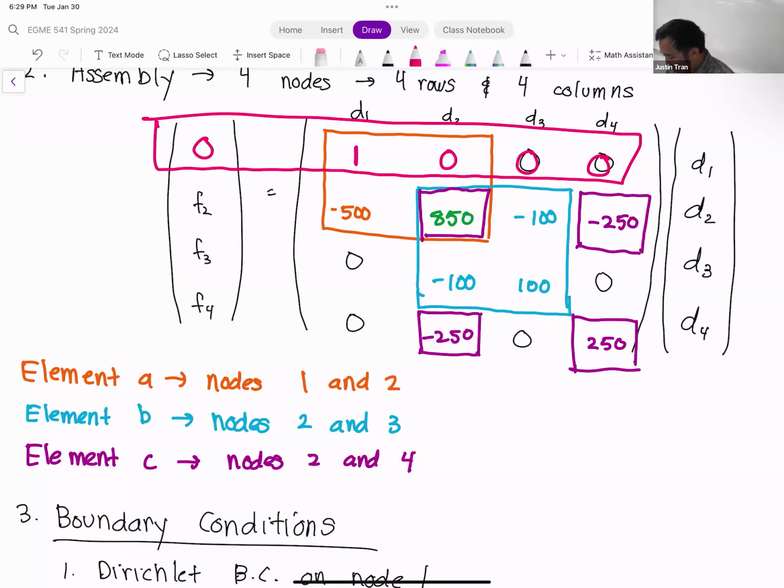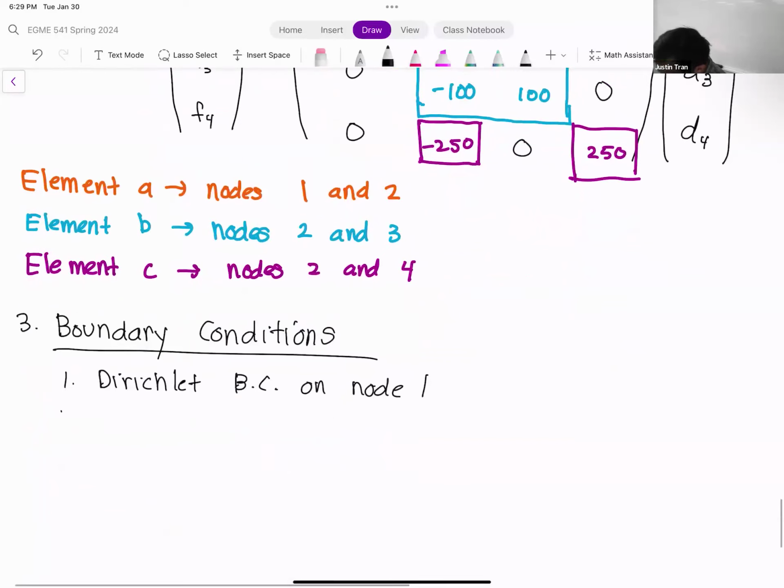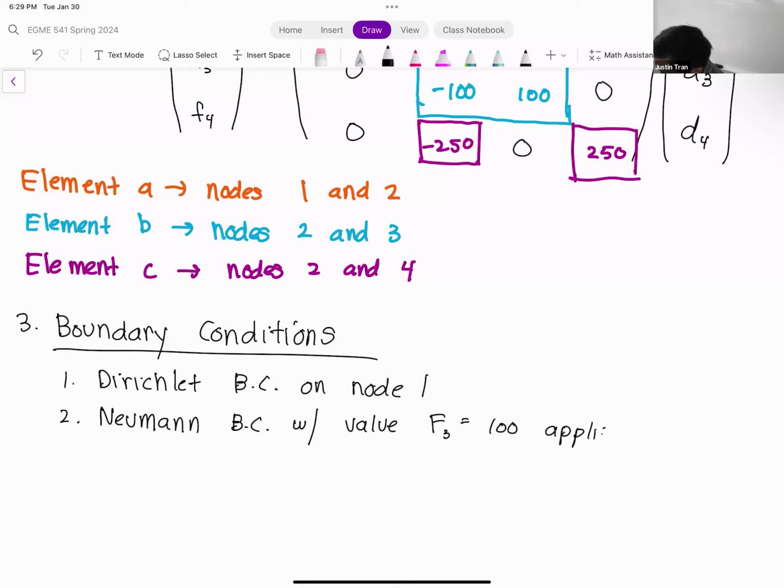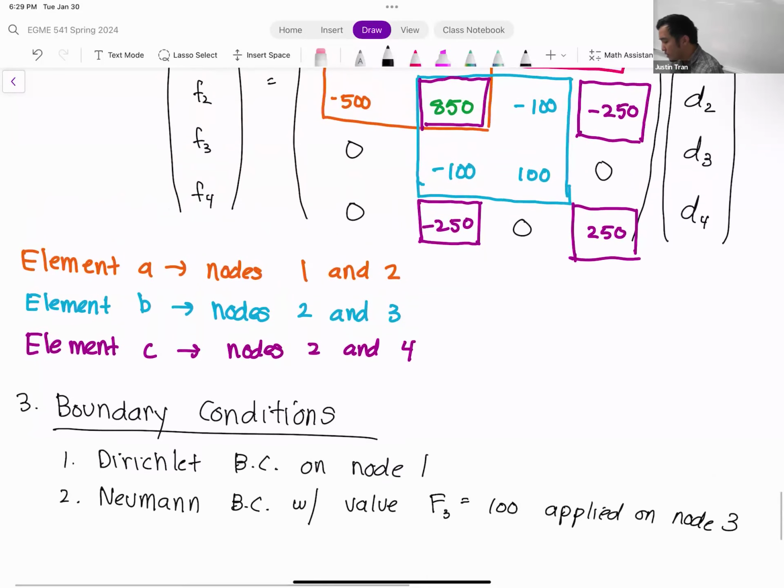Now we have the Neumann boundary condition. We have number 2, Neumann BC with value 100, and that's being applied on node 3. So we're going to go to the F3 entry. Our Neumann boundary conditions do not affect the matrix in any way. They only affect the forcing vector. So we're going to replace F3 with its value, and F3 has a value of 100. We're going to put that there.